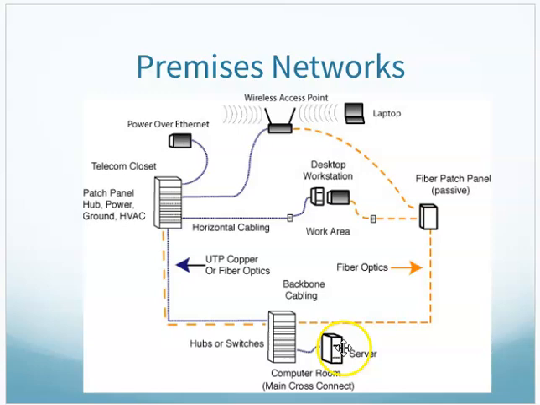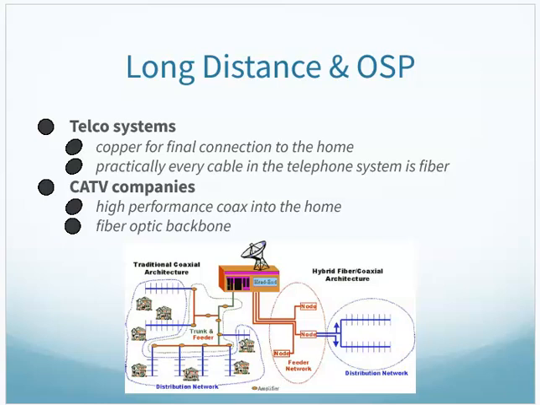Some businesses, your high bandwidth users, would have fiber out to the desktop. So there you would have fiber out to a media converter to a copper link to the desktop computer. So a lot of combinations of that. Your premise network is usually a combination of these.